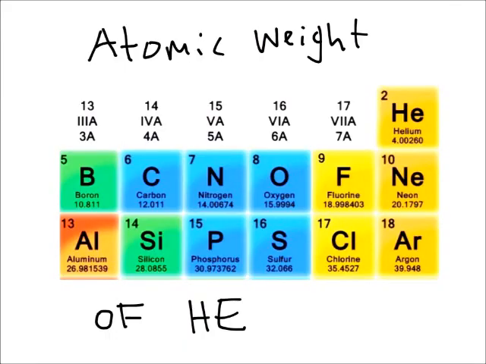So let's calculate the atomic weight of helium. So here's helium. And we're not going to calculate the atomic weight, sorry, we're going to calculate the gram molecular weight. However, we're going to look at the atomic weight of helium first. As you notice, down here is the atomic weight. So the atomic weight of helium is approximately 4 grams.